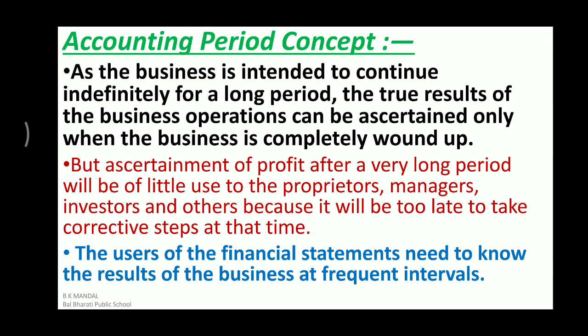So the actual result of the business operation can be known only after the winding up, or what we call when the company gets closed. Then only the actual result, the profit, loss, actual value of assets, actual value of liabilities will be known. But a certain amount of profit after a very long period will be of little use to the proprietors, managers, investors, and others, because it will be too late to take corrective steps at that time.